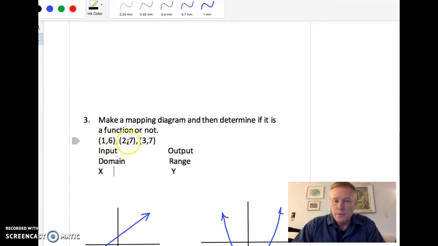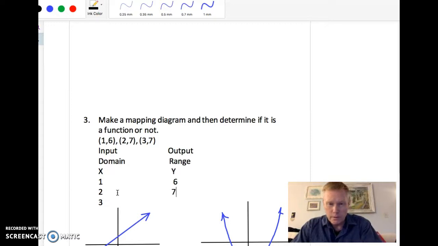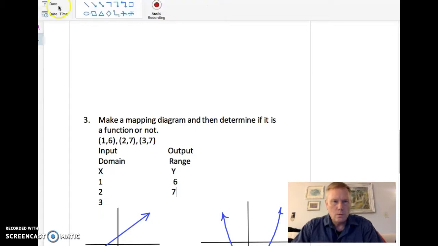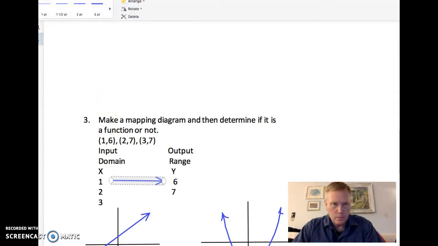So same idea, mapping function, determine whether it's a function or not. So under the x values, I can put a 1. I also put a 2 and a 3. And under the y values, for the range and output, I get 6, 7, and 7. So since I have more than one 7, I only list it once in the mapping diagram, and then I can do my arrows. So 1 goes to 6, 2 goes to 7, and 3 also goes to 7.